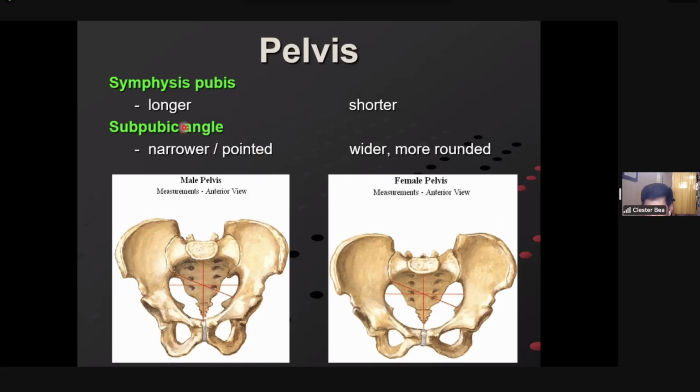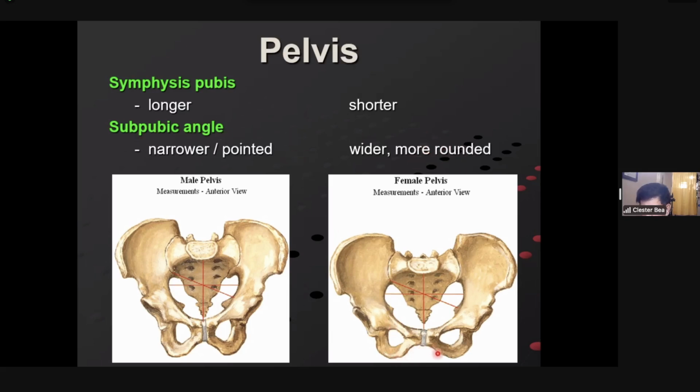The symphysis pubis is longer in the male, shorter in the female, and this one, the subpubic angle, the one that I described earlier in the pelvic outlet, you have a wider and more rounded subpubic angle in the female.